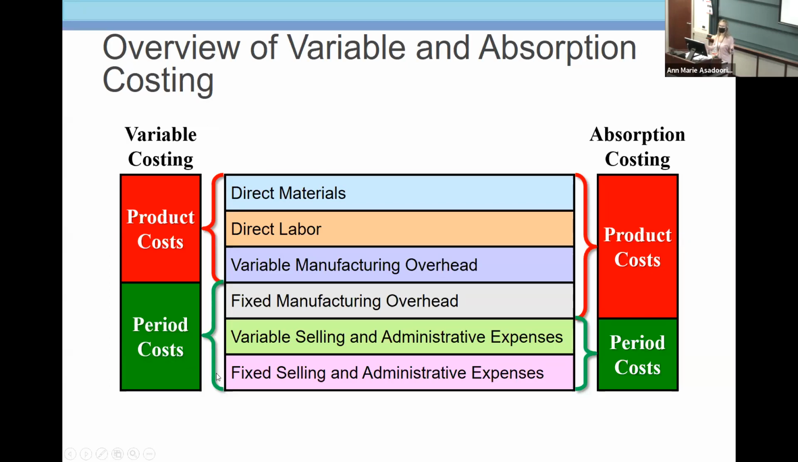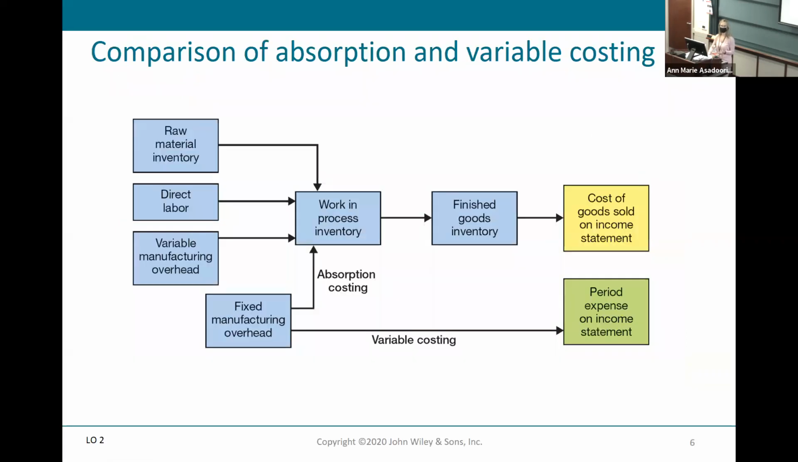All right, so this is going to remind you, or require you to remember, why do we care about product or period? Because we expense them differently, right? Your inventory or your product costs go into work in process inventory: direct material, direct labor, variable overhead.